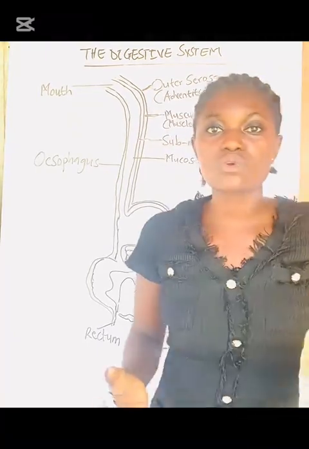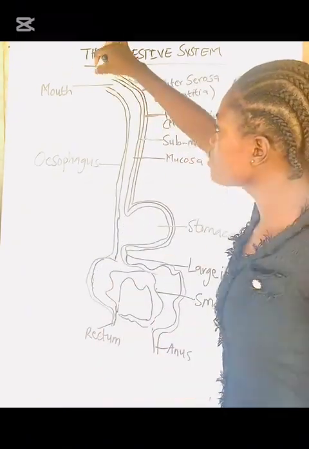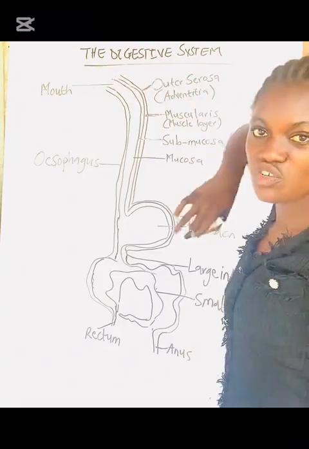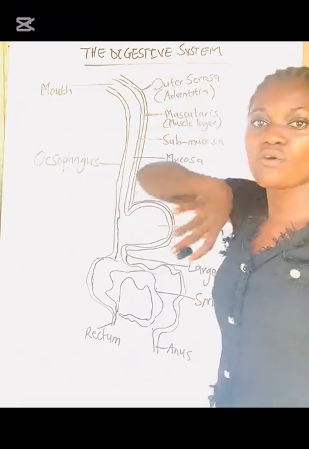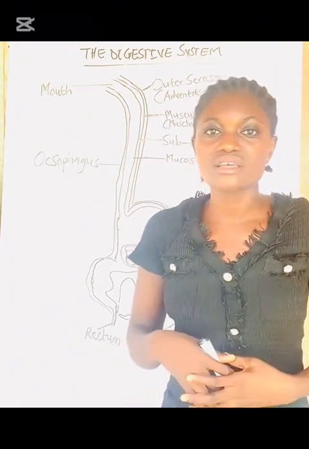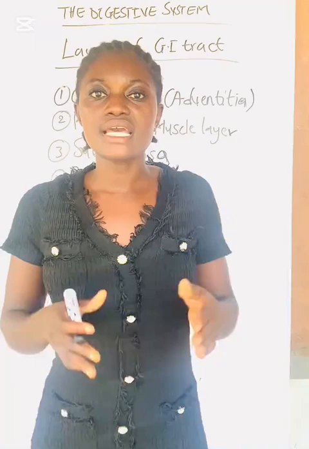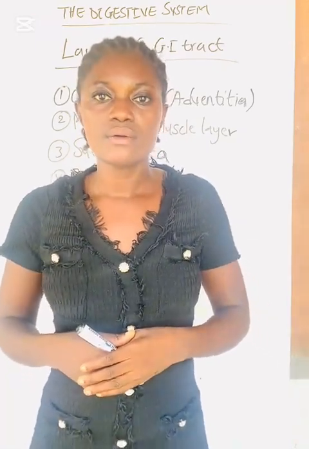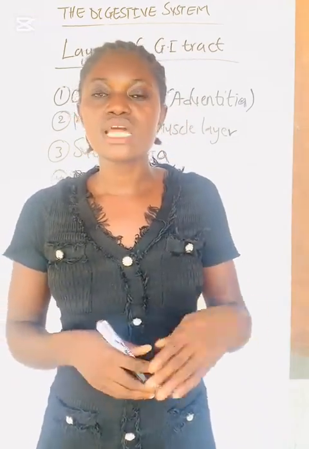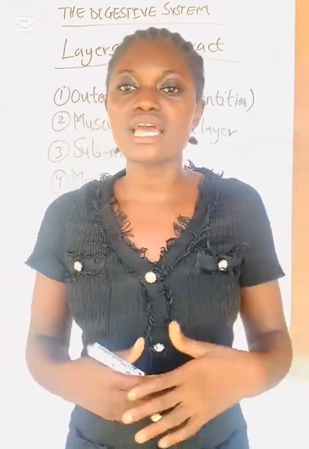The mucosa is in direct contact with the food that we eat. So the moment somebody takes in food from our mouth, it will pass through this alimentary canal. And the layer of the GI tract or the alimentary canal that is in direct contact with food is called the mucosa. The layers of the alimentary canal start from the mouth and end at the anus. So the layers are not only at the esophagus.